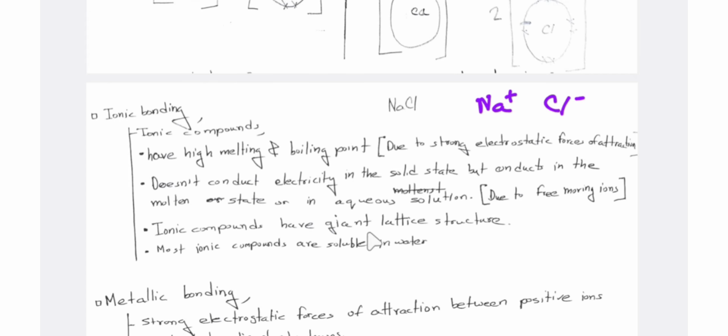Ionic compounds have a giant lattice structure, and most ionic compounds are soluble in water. So, ionic compounds have high melting and boiling points, can conduct electricity in the molten state or in aqueous solution, but do not conduct electricity in the solid state.